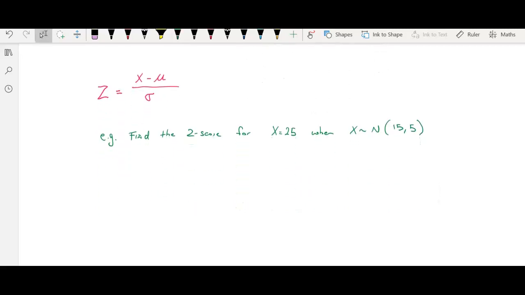So the Z score for 25, what we're after is how many standard deviations above the mean it is. We can see that with a mean of 15 and standard deviation of 5, this is 10 above the mean. That's 2 standard deviations. So I expect the Z score here will be 2. Let's put it through the formula though and just check that out. So this formula here, Z equals X minus mu over sigma. Our Z score comes from taking our X score, which in this case is 25, subtracting the mean, which is 15, so 10, over the standard deviation, which is 5. So we're taking 10 over 5, and we're getting 2.